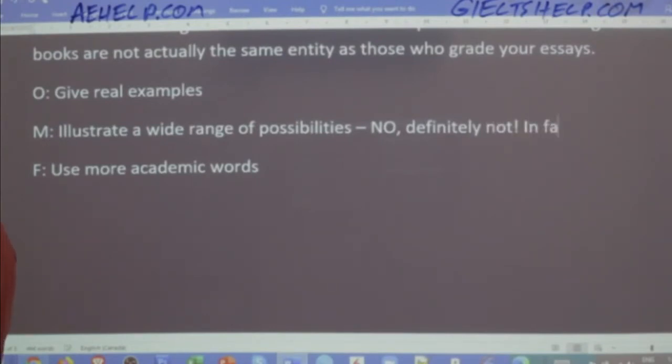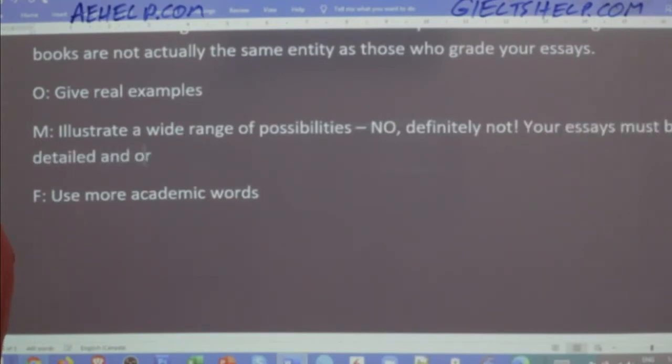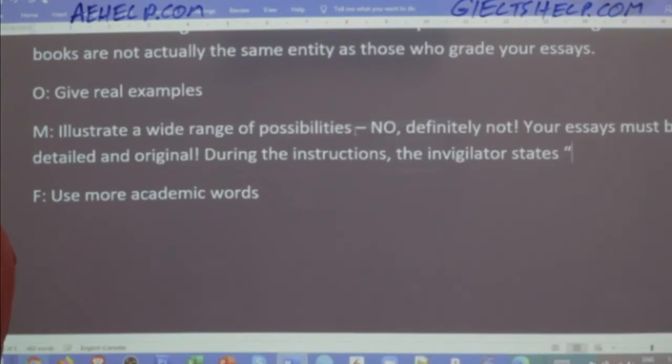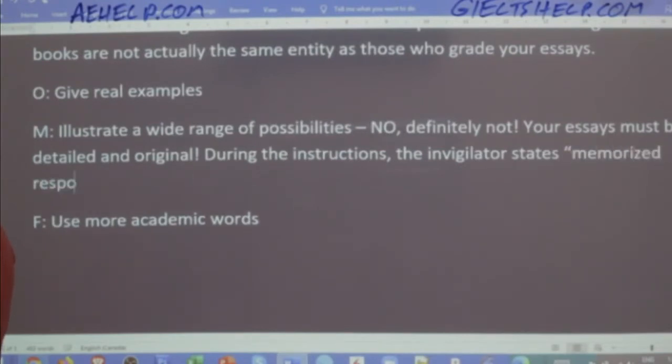In fact, so your essays must be detailed and original. Okay, I'm sure about that. During the instructions, the invigilator states memorized responses will be marked down.